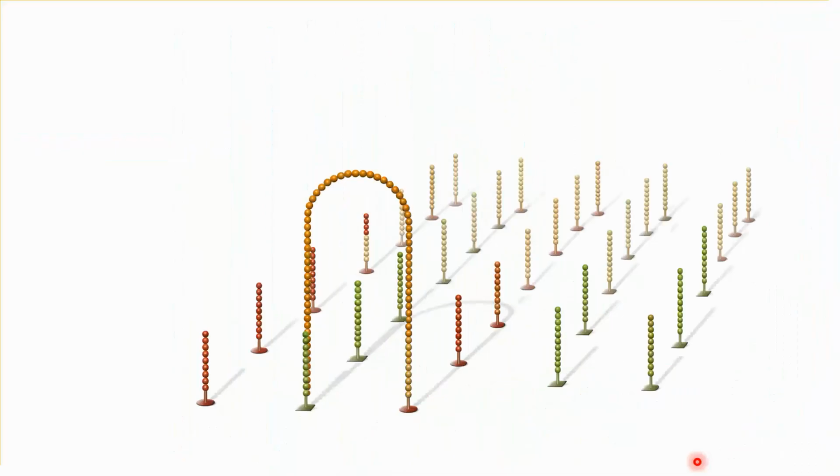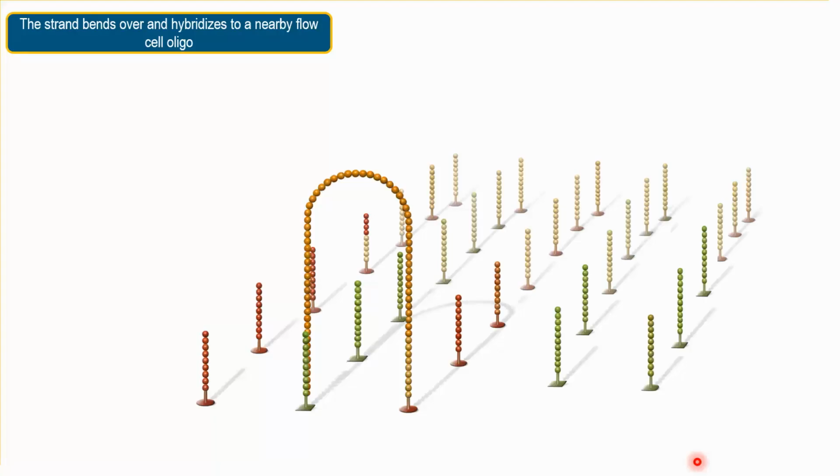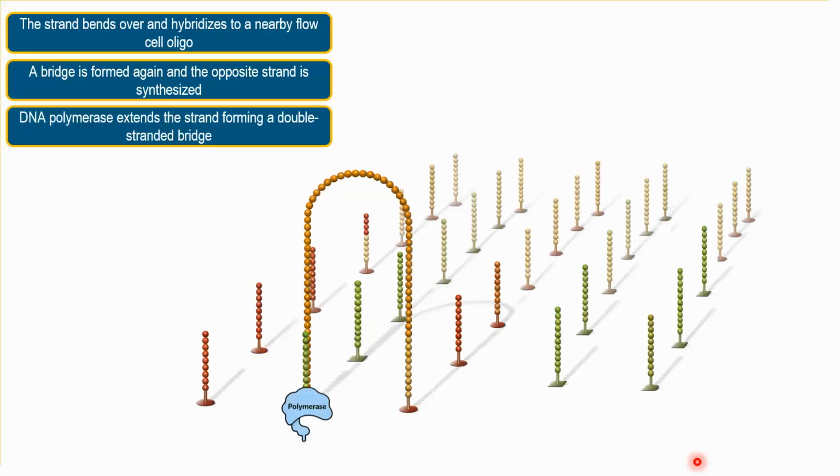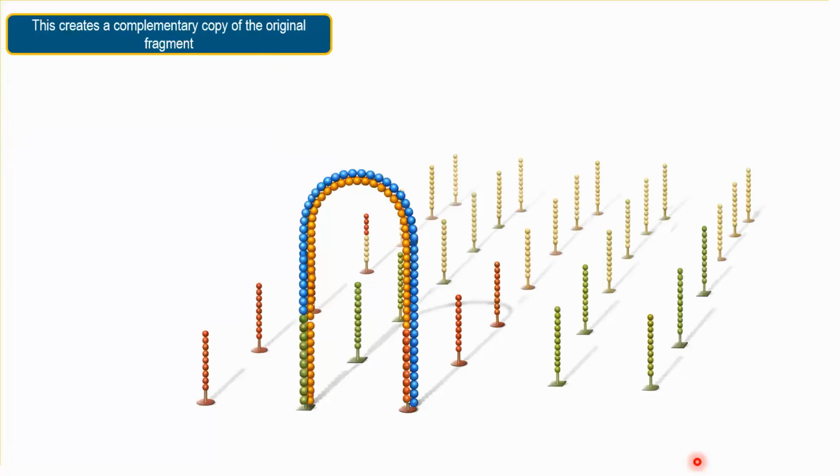Next, the template is reoriented and regenerated. Similar to the cluster generation, the strand bends over and hybridizes to a nearby flow cell primer. A bridge is formed again and the opposite strand is synthesized. The DNA polymerase extends the strand, forming a double-stranded bridge. This creates a complementary copy of the original fragment.